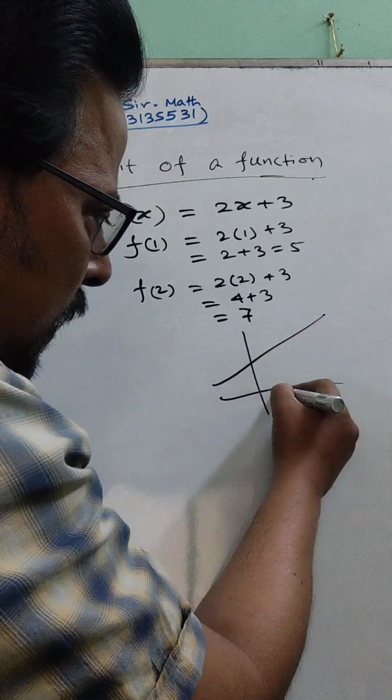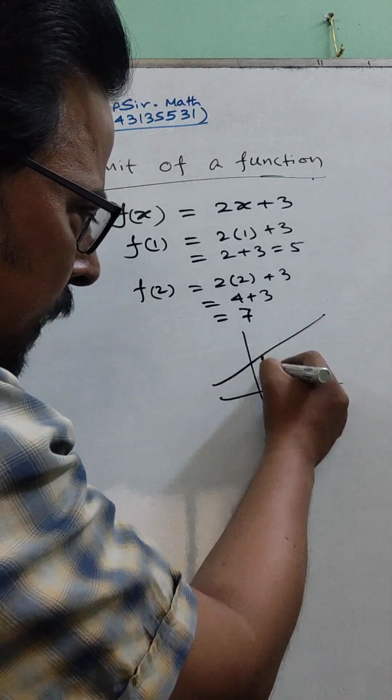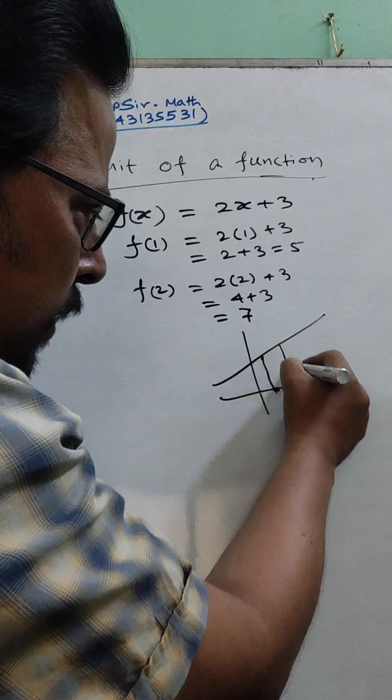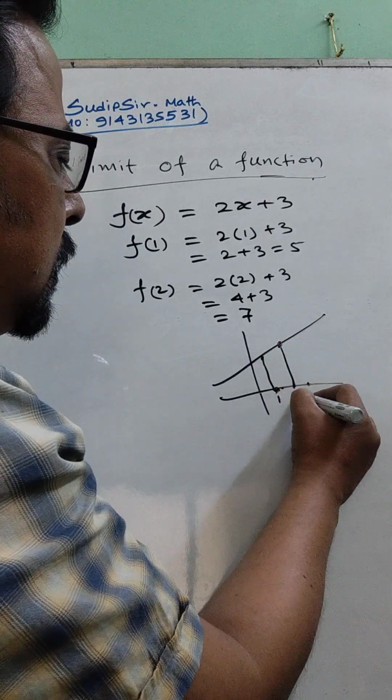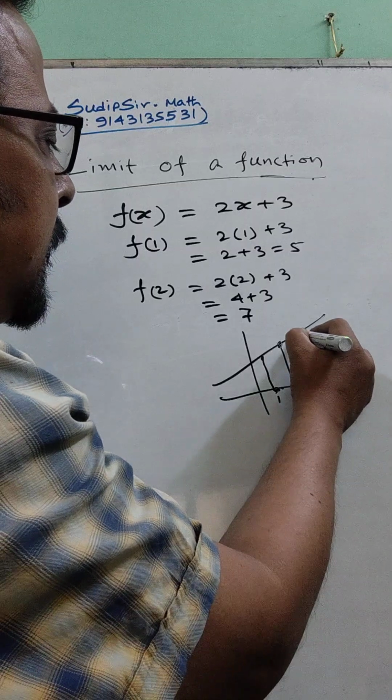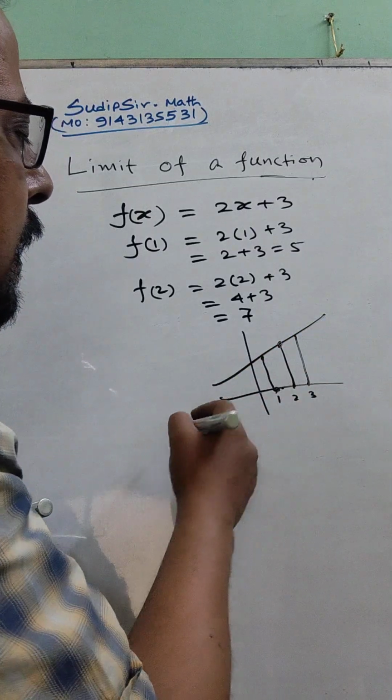Now, for x equal to 1, we will get one value. For x equal to 2, we will get another value. For x equal to 3, we can also get another value, etc.